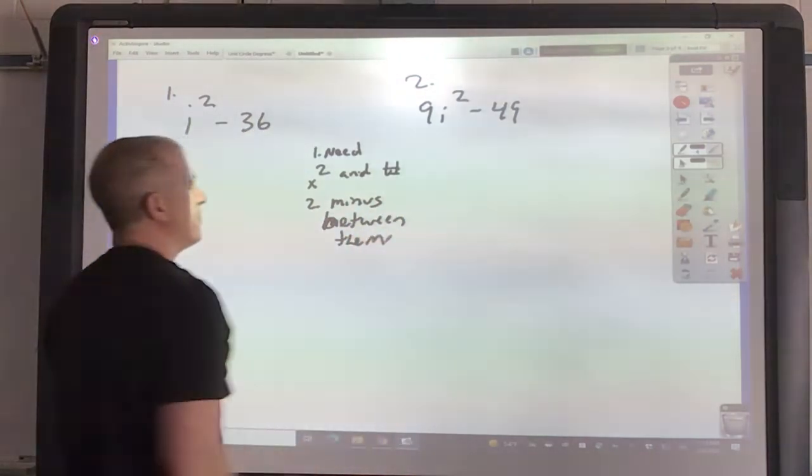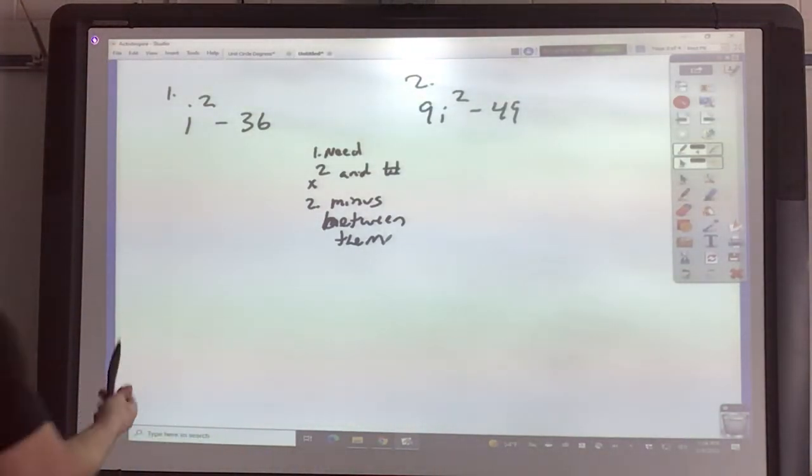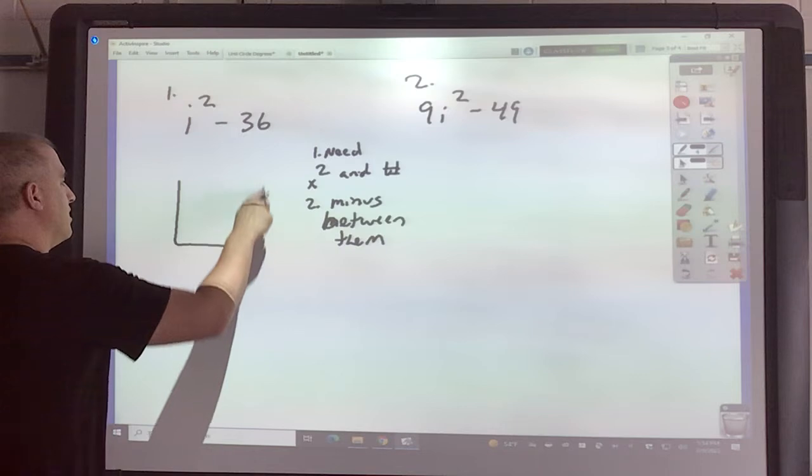Okay? Can't do difference of squares when it's a plus. The factoring doesn't work out. Okay, now, this is actually pretty easy. Okay, so I'm going to say, Mr. Evans, we need to do a box for this.